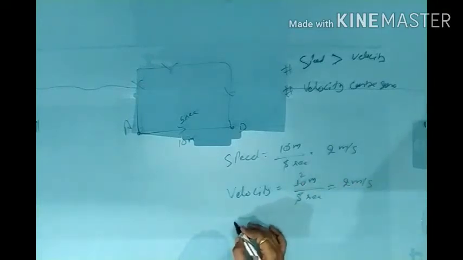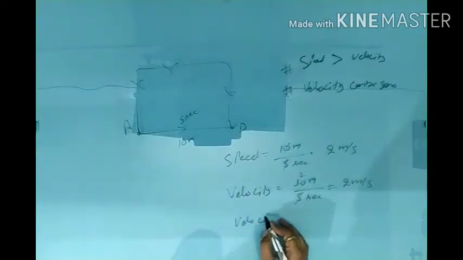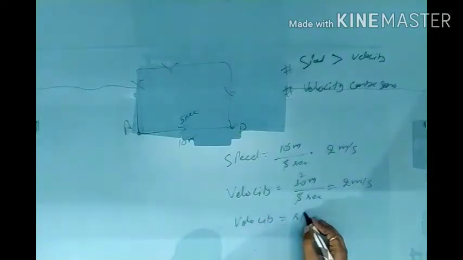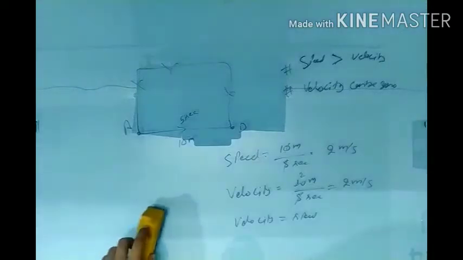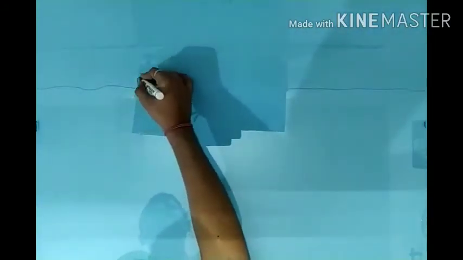Now in the third case we can say that velocity is equal to speed. So we have found three conditions, that is speed is greater than velocity, speed is equal to velocity, or we can say that if there is a speed but velocity can be 0, okay, but speed cannot be 0.